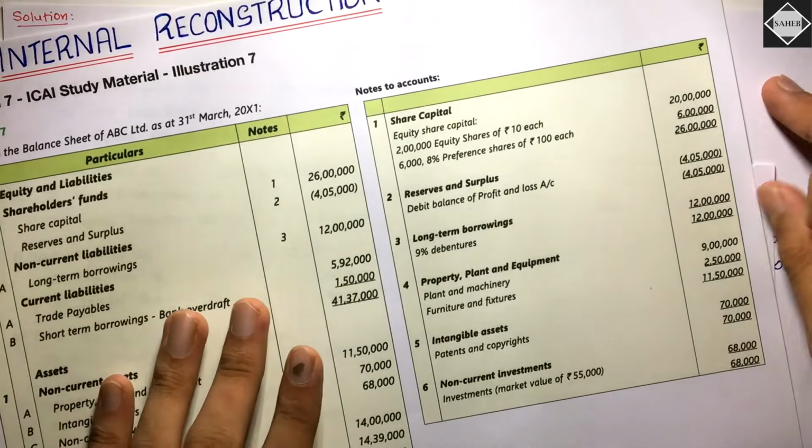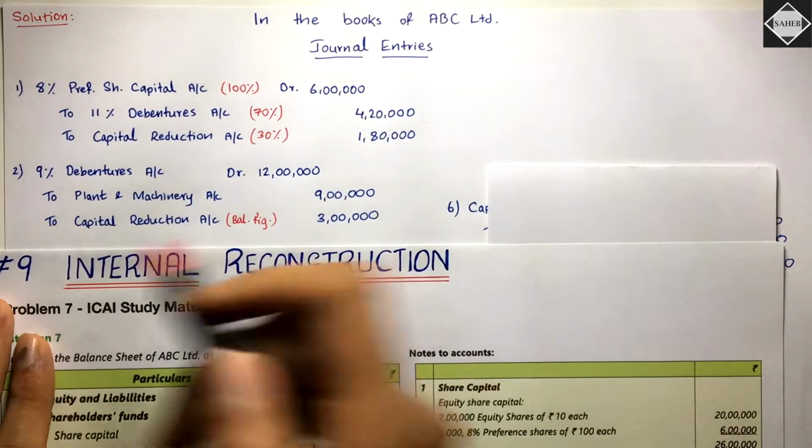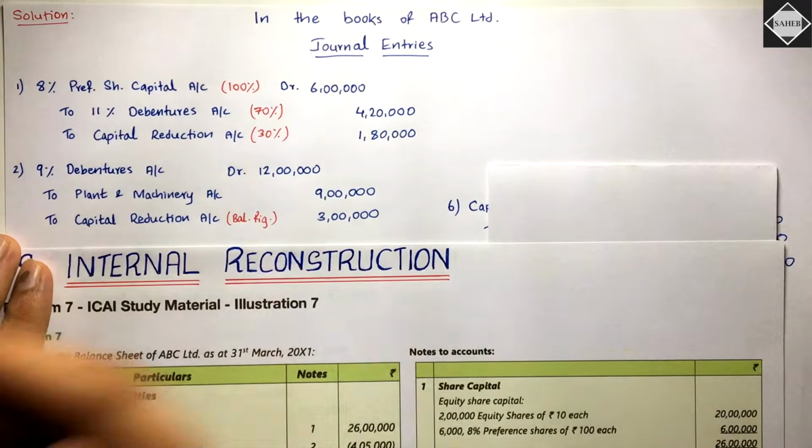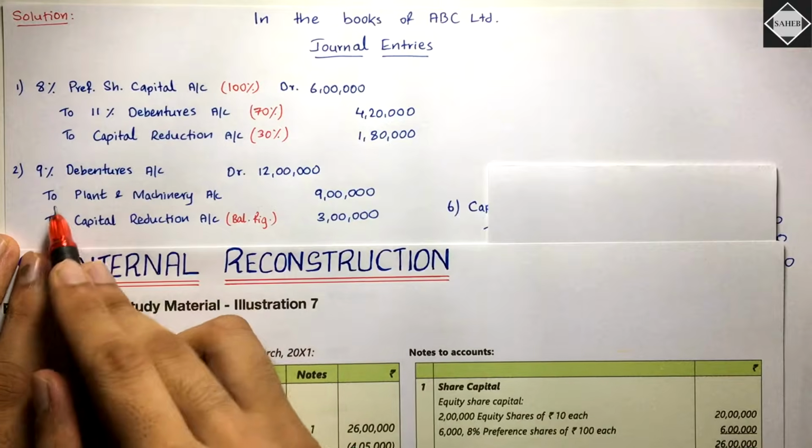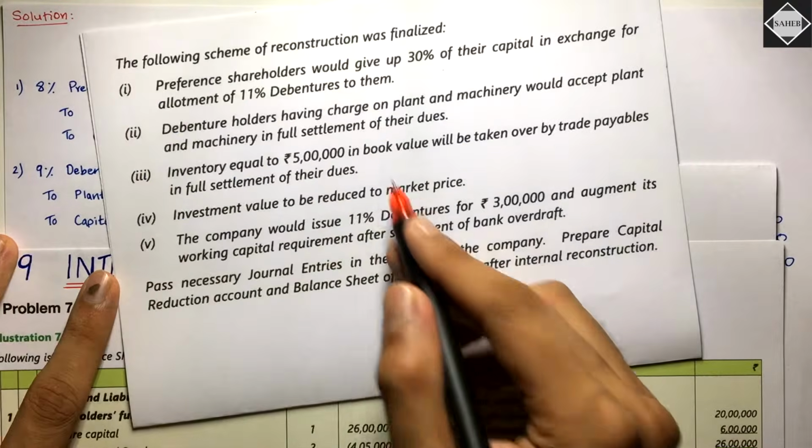Simple entry. So see the journal entry, 9% debentures account debit. You will cancel the entire debentures liability, our liability. And because it's full settlement, they have said in the question it's full settlement.